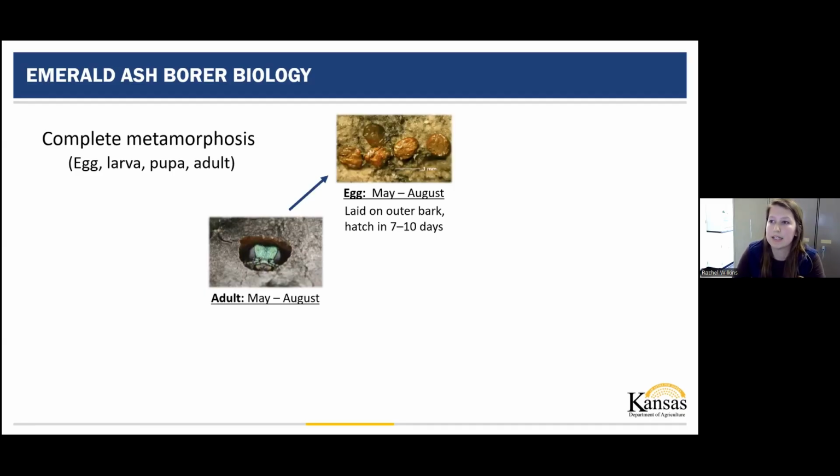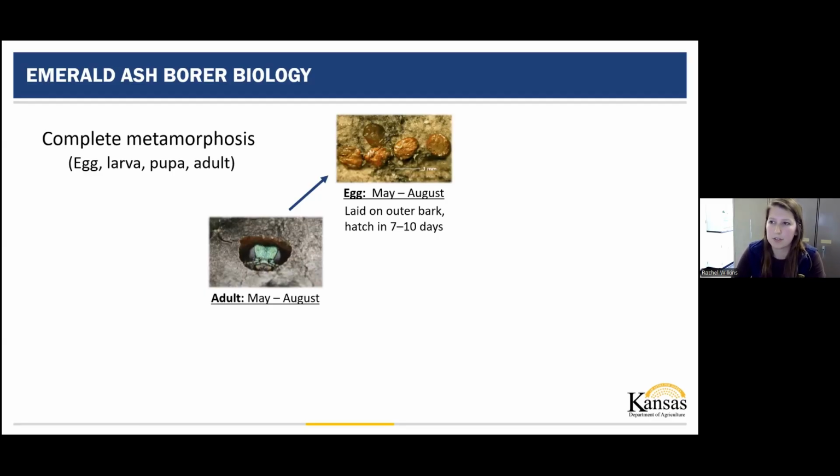And then next, the next life stage is the egg stage. So the females will lay the eggs. You can typically find them throughout the summer. Although they're very, very small, you probably won't typically see the egg stage. They're amber in color, so they blend in really well with the bark of the tree. But the females will lay these eggs on the outer bark, in crevices, so they're protected.